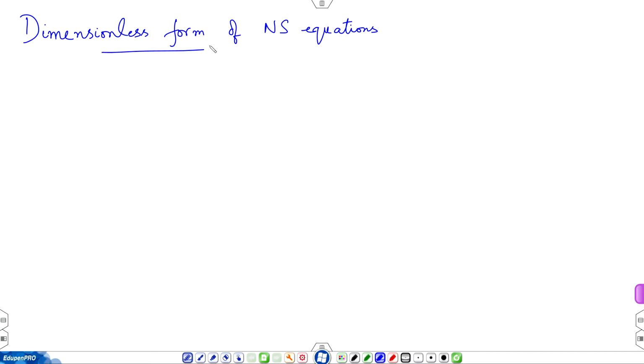So, why do we non-dimensionalize Navier-Stokes equations? There is, of course, a hope that we can simplify and obtain analytical solutions, or at least solutions very quickly. That's one purpose.